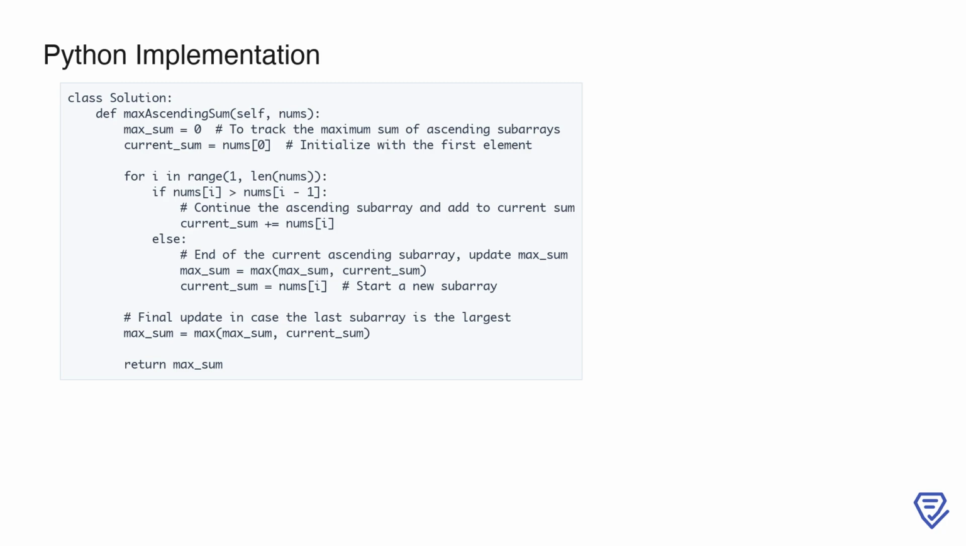Finally, after the loop ends, there is a final comparison of max_sum and current_sum to ensure that the last ascending subarray is considered. The function then returns the max_sum, which is the maximum sum of all ascending subarrays in the input list. This approach has a time complexity of O(n), since we traverse the list once, and a space complexity of O(1), as no additional data structures are used.